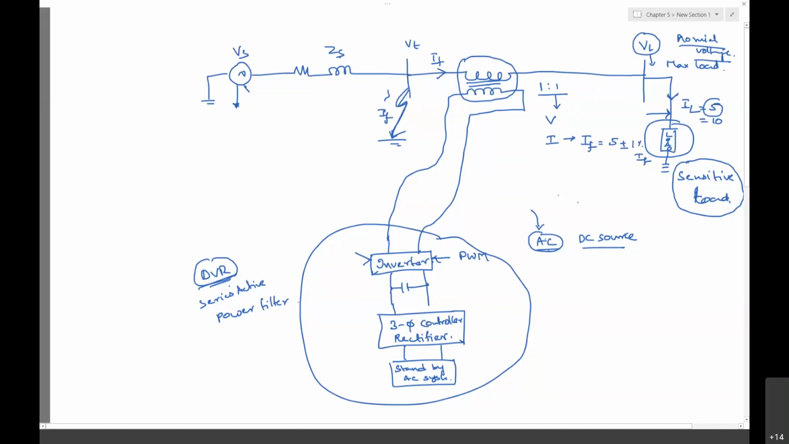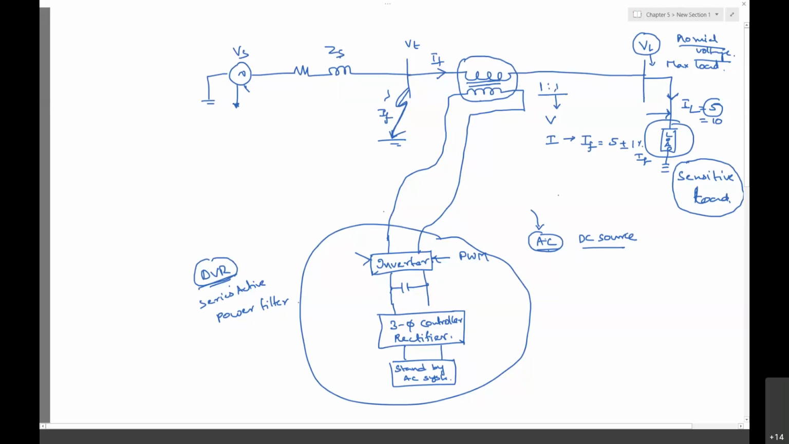Typically, the transformer is used to isolate the power circuit from the AC side to the inverter side. For that reason we use the isolation transformer, which is a 1:1 transformer, and the current rating of the transformer is the full load current of the sensitive load.